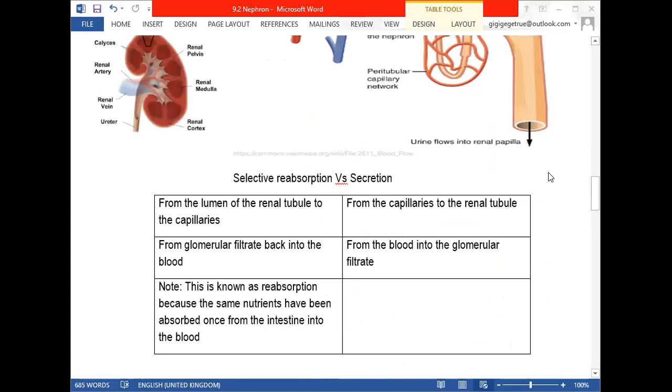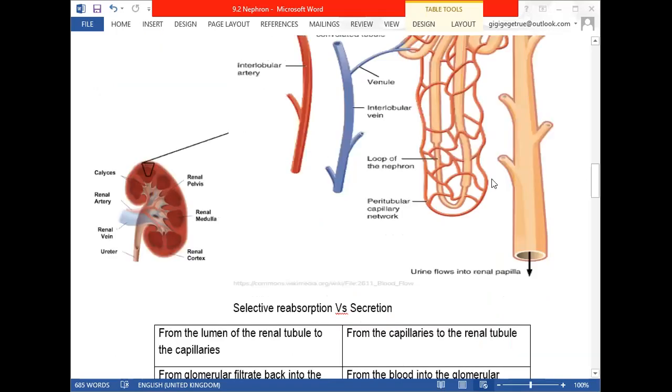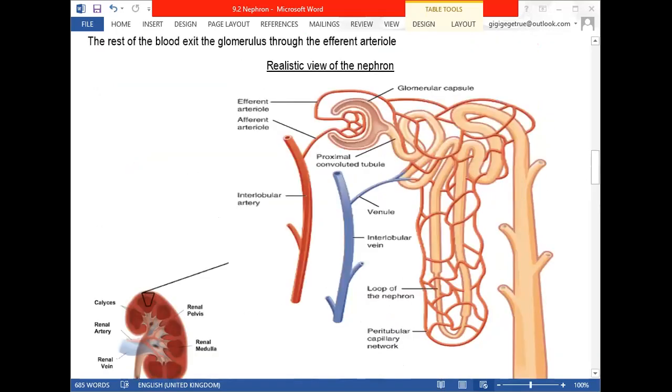Next, I need to teach you the difference between selective reabsorption and secretion. So what is selective reabsorption and what is secretion? You need to take note. Earlier, I mentioned that ultrafiltration has occurred. So if you used to be in the blood over here, through ultrafiltration, you manage to pass through and go into the Bowman's capsule. You are now part of the glomerular filtrate.